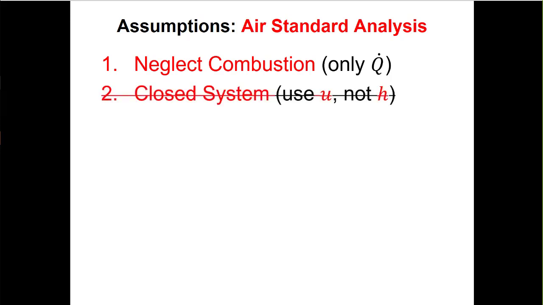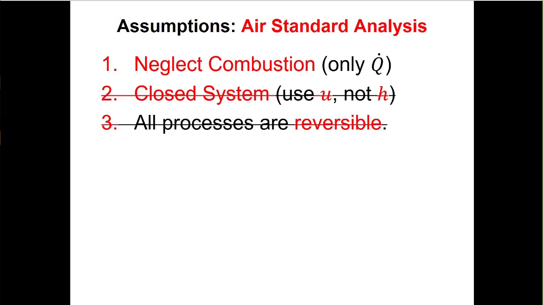Right? Unlike the internal combustion engine, we're not going to assume that it's a closed system. So all of these systems will be open system processes, and we will use the open versions of the first and second law if we need them. We're not going to assume that all processes are reversible, but knowing where potential reversible processes are, right?